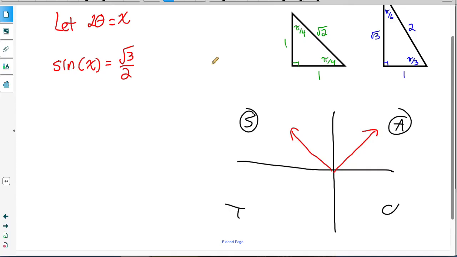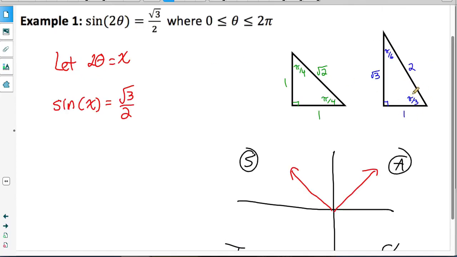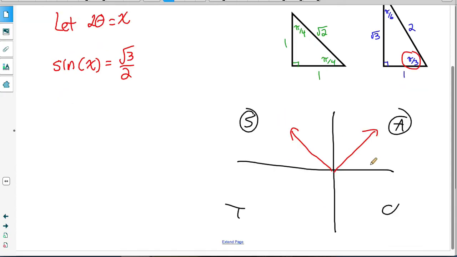Let's look at our special triangles. Sine from right here, sine from this angle, opposite over hypotenuse, is root 3 over 2. So if I place that reference angle, pi over 3, in those two quadrants, I can use that information to figure out the principal angles that give me this ratio.